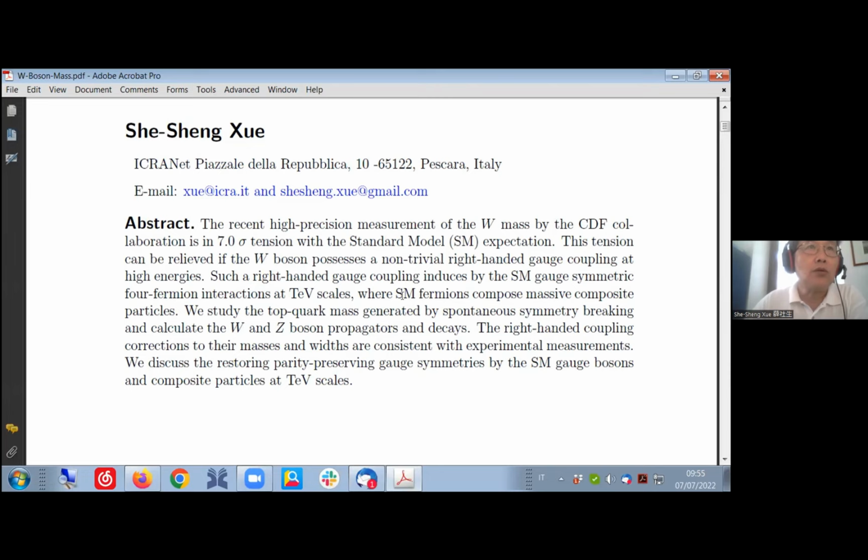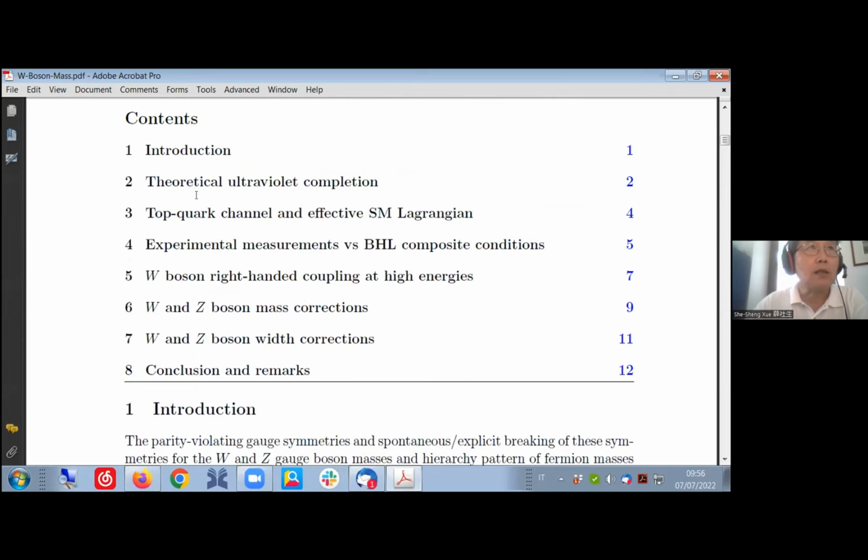It goes through four-fermion interactions of Fermi type or Nambu-Jona-Lasinio type. And this is the topic I'm going to show you. First, we are talking about theoretical motivation. Then we are talking about the channel of calculation, and we are talking about experiment, and also we make some predictions, not only for mass, but also for decay width.